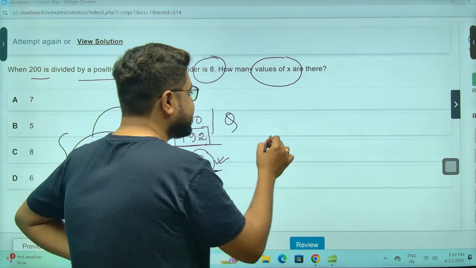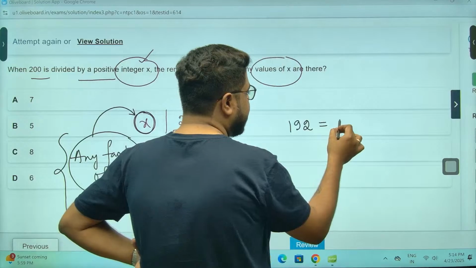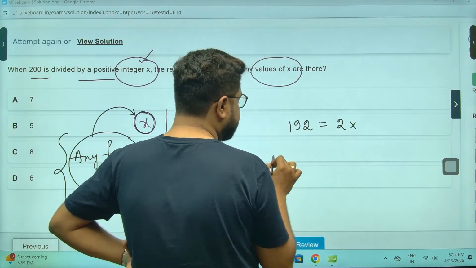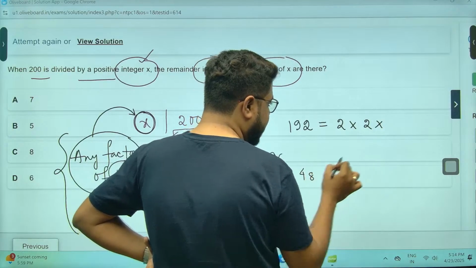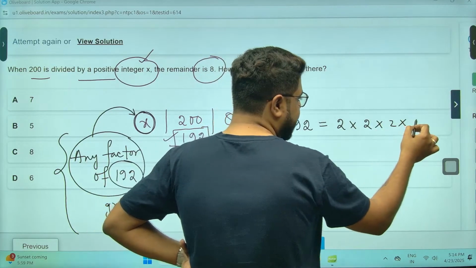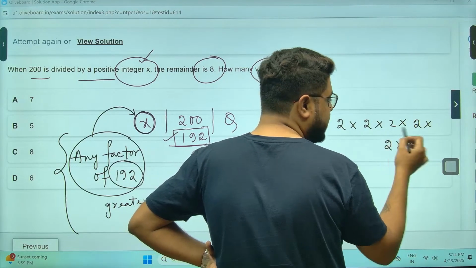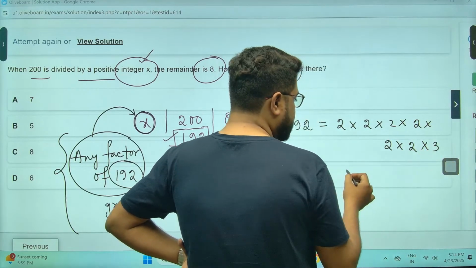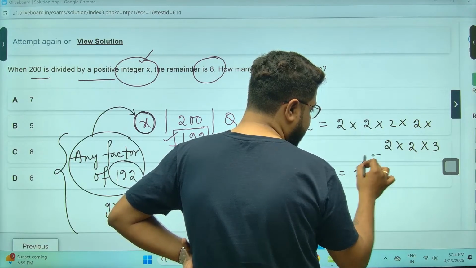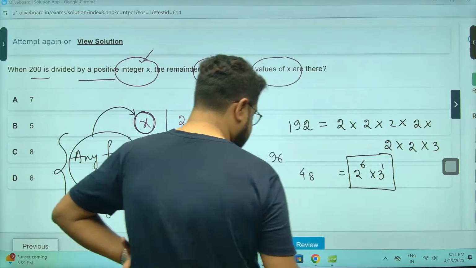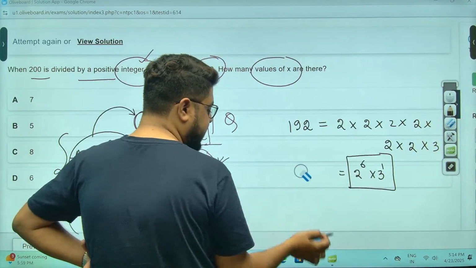So let's figure it out, sir. 192, how can I write? If I write 2, 192 means it will be 96. 96, if I take 2, it will be 48. If I take 2, it will be 24. If I write 2, it will be 12. If I write 2, it will be 6. If I write 2, it will be 3. Done. So 2 to the power 6 into 3. That is the prime factorization of 192, sir.